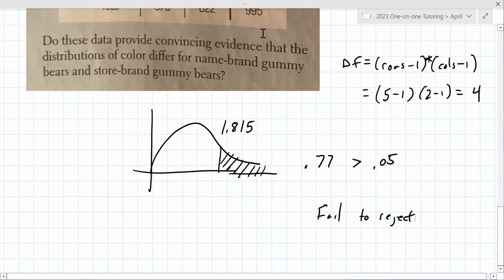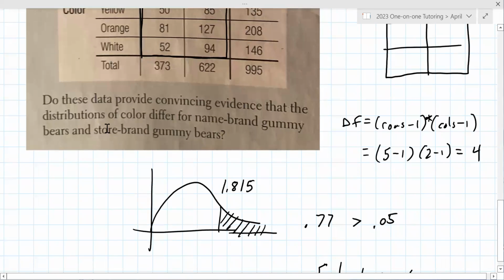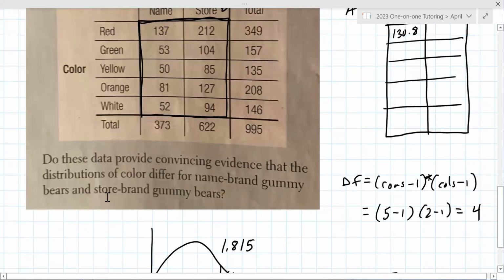Do these data provide convincing evidence that the distributions of color differ for name brand gummy bears and store brand gummies? Generally, these are written in such a way where they're asking whether you reject the null and conclude the alternative. Right. Yeah. No, this one's a bit.